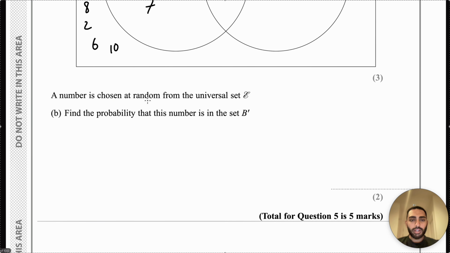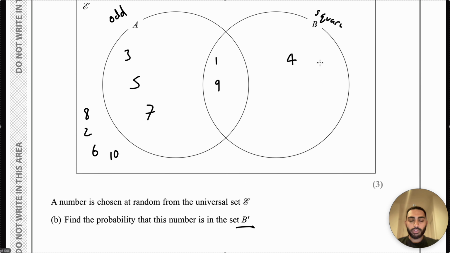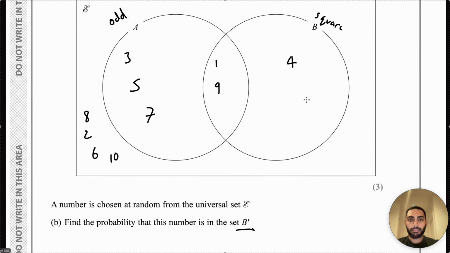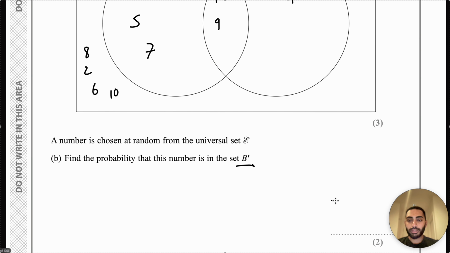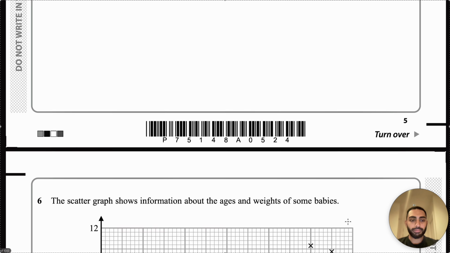A number is chosen at random from this universal set. Find the probability that this number is in the set not B or B prime. So we're trying to find the probability that it's not in here. So how many numbers are not in B? We've got 1, 2, 3, 4, 5, 6, 7, and altogether there's 10 numbers. So it's going to be 7 out of 10.